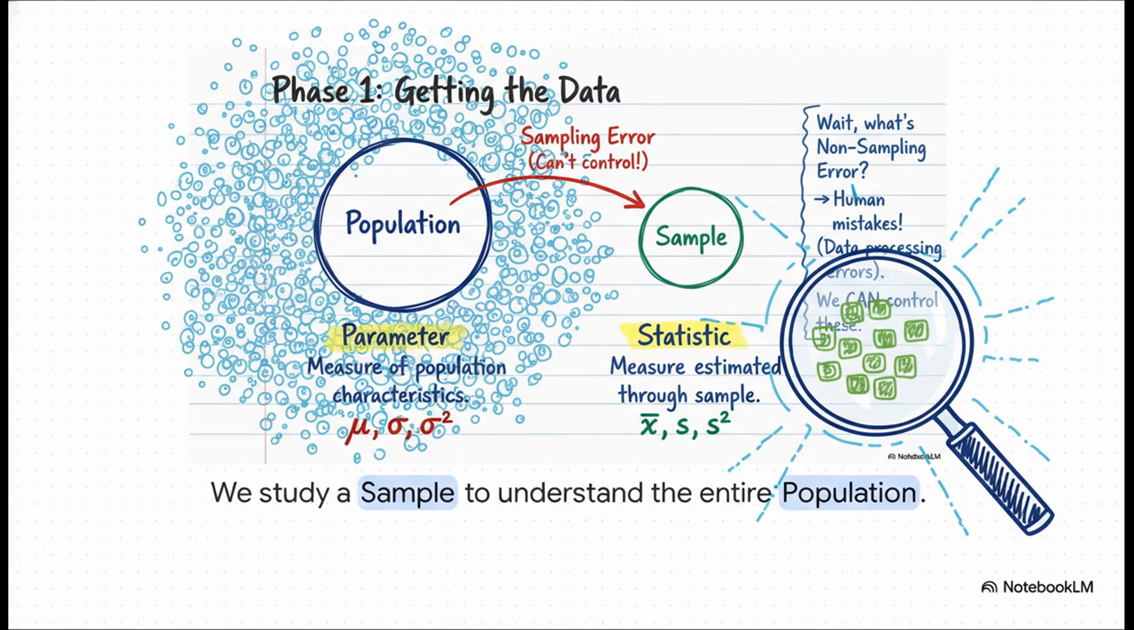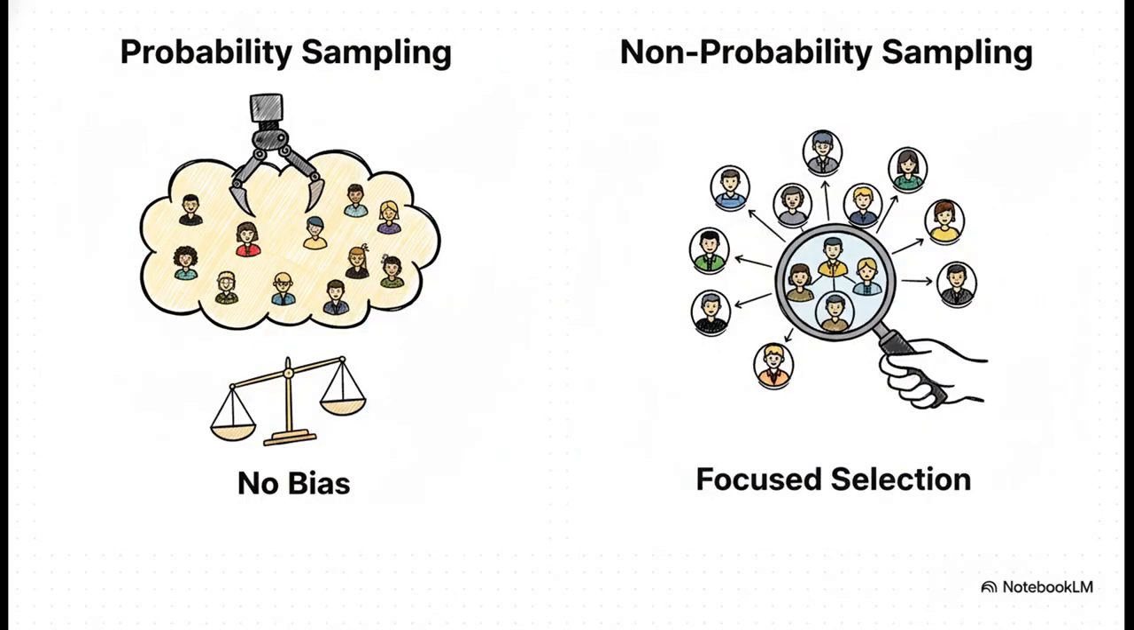But let's be real, that's rarely possible. It's usually too big, too expensive. So what we do is we study a small, manageable group called a sample. And the whole goal, to use what we learn from this small sample to understand the bigger picture, the whole population. So how do we actually choose our sample?